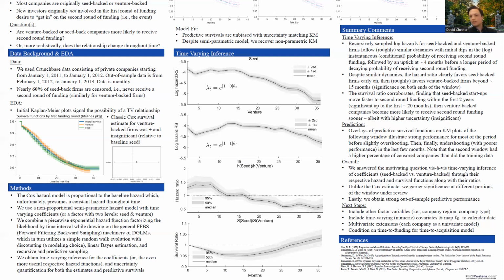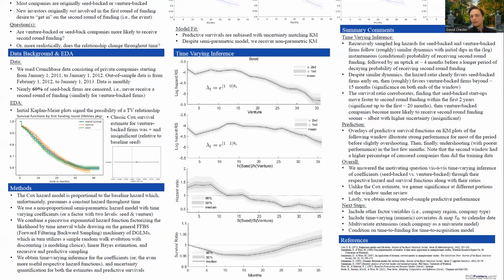The ratio of survival functions largely corroborates these findings. We see seed-backed startups move faster to second round funding within the first 2 years with statistical significance up to the first roughly 20 months. Then we see venture-backed companies become more likely to receive second round funding sooner, albeit with higher uncertainty and with statistical insignificance.